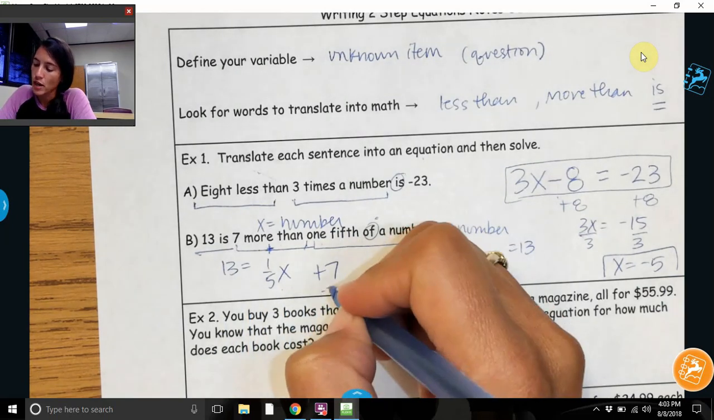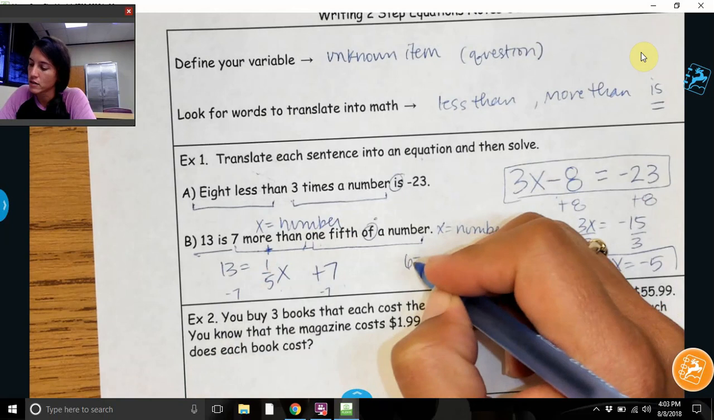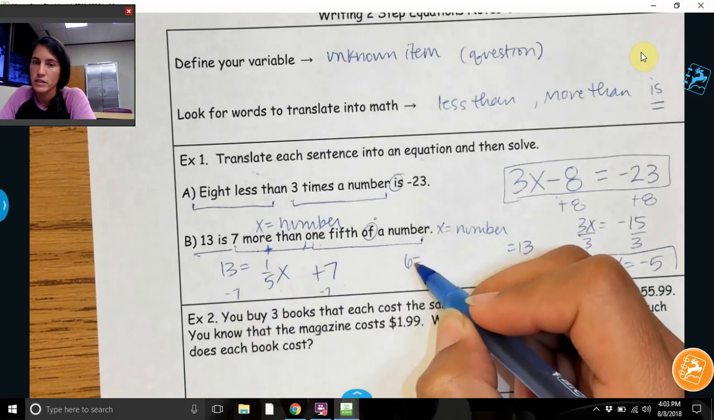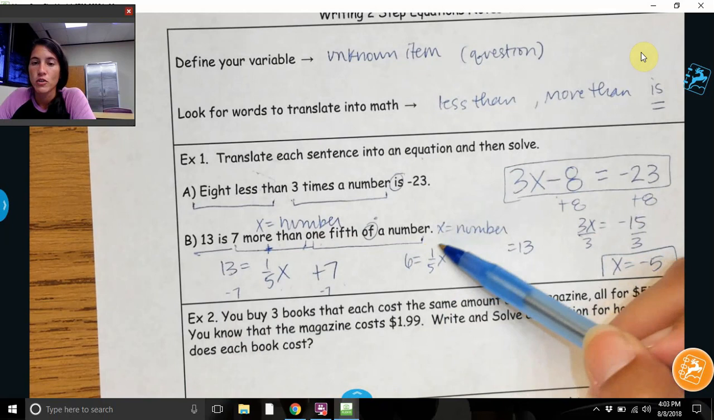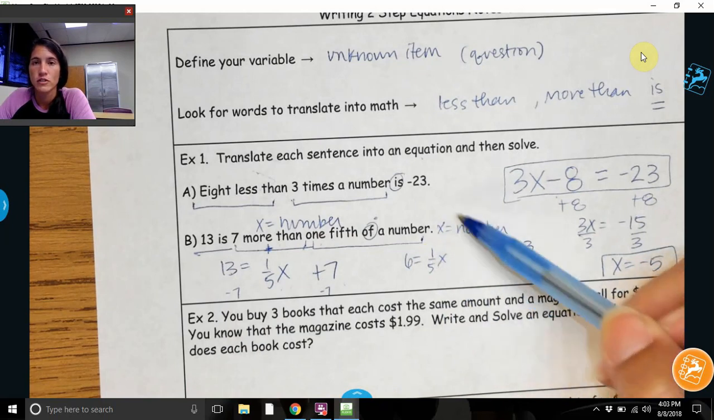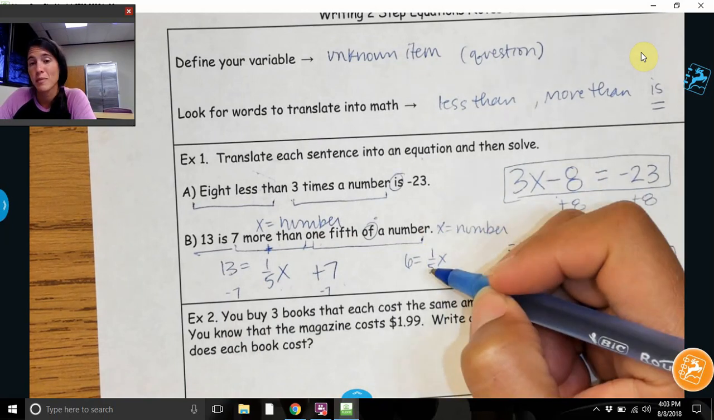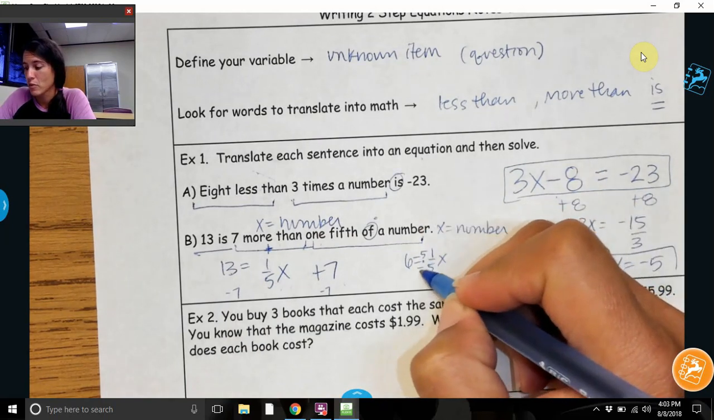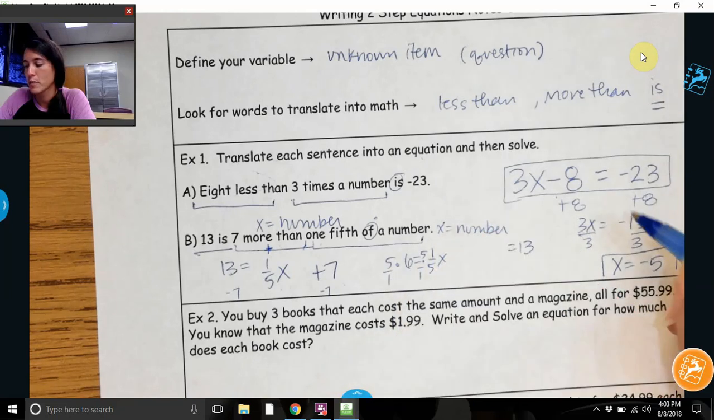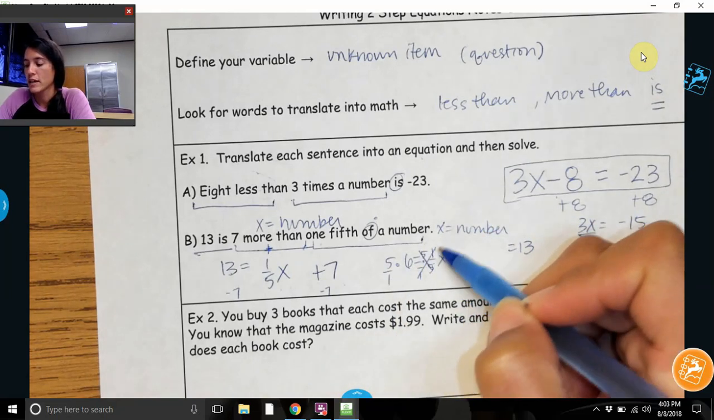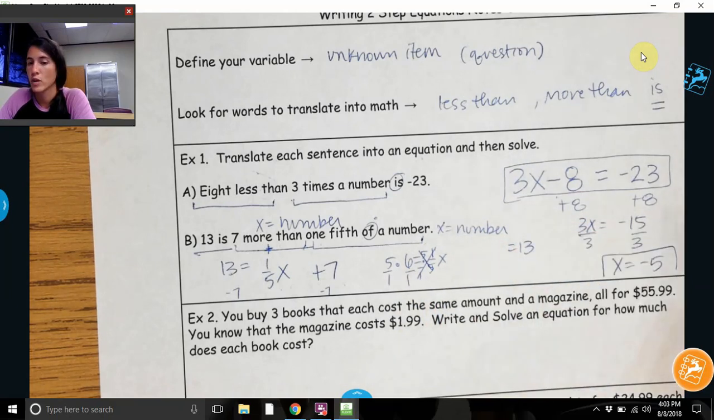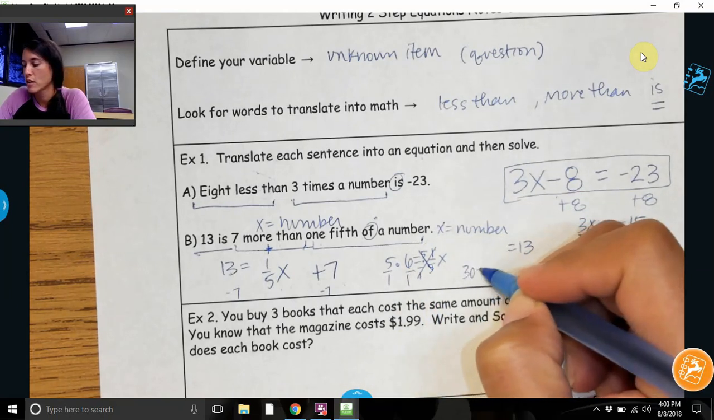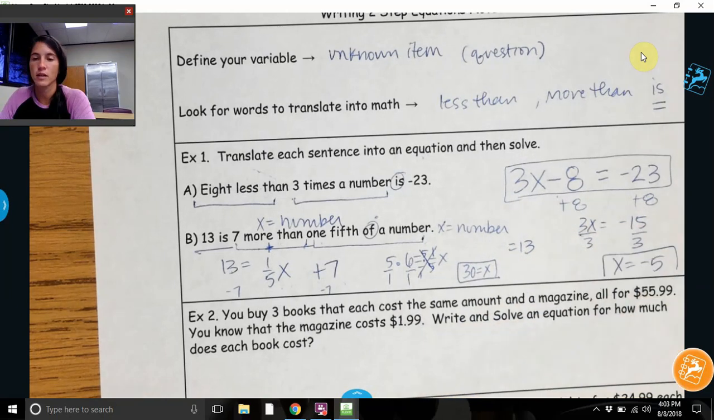To solve it, I would subtract 7 on both sides. 13 minus 7 is 6 equals 1/5 x. And whenever you have a fractional coefficient, a rational coefficient, we're going to multiply by the reciprocal. So I'm going to multiply both sides by the reciprocal. That way it's going to multiply and cancel. And then 5 over 1 times 6 over 1 is 30. So x equals 30 for example 2.